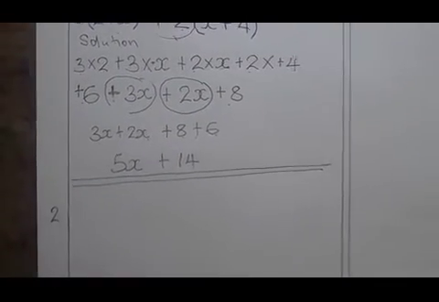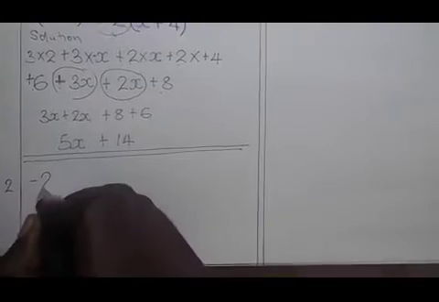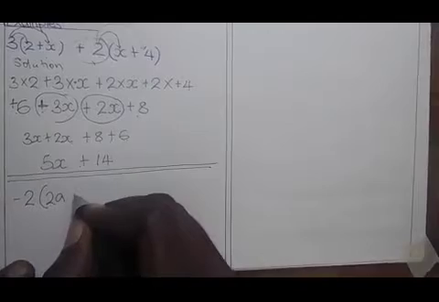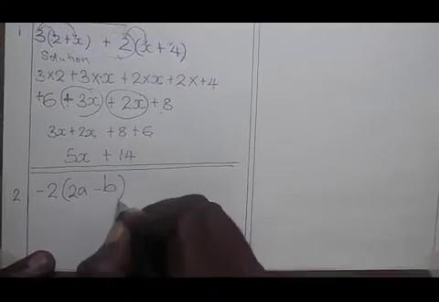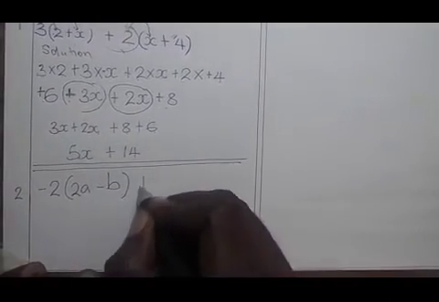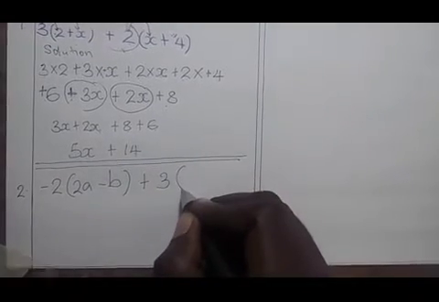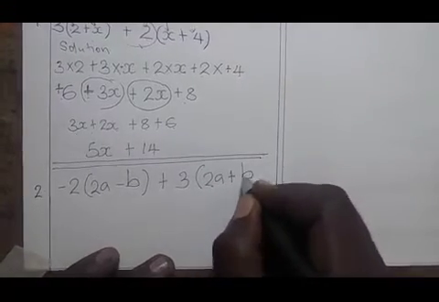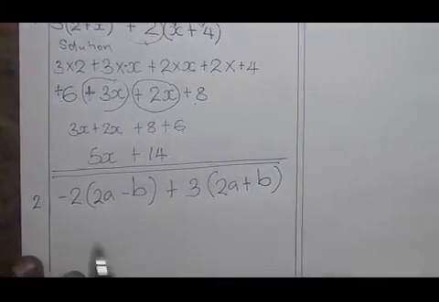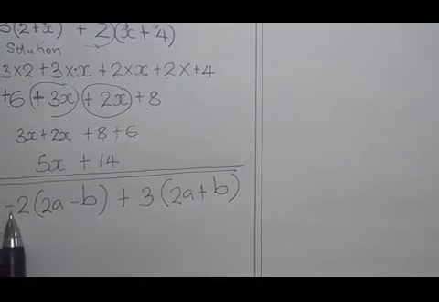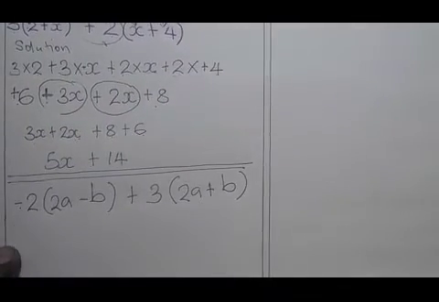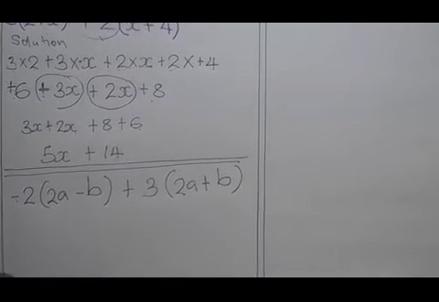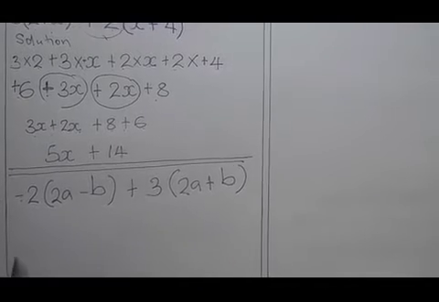In our example 2, I want to give you another scenario. For example, negative 2 into (2a minus b), close the brackets, plus 3 into (2a plus b). Now, in our second example, we are introducing the negative outside the brackets. I think you remember that when we multiply a negative times a negative, we have a positive. So we do the same.